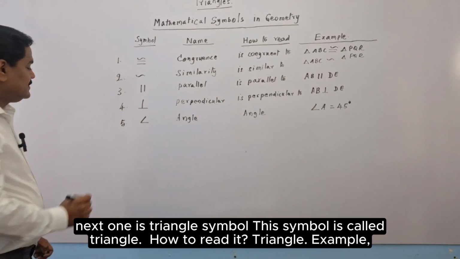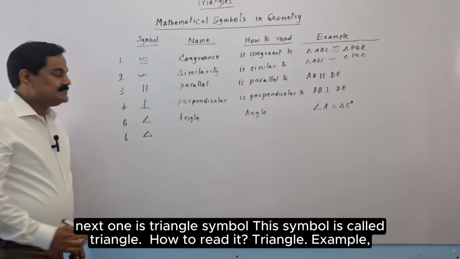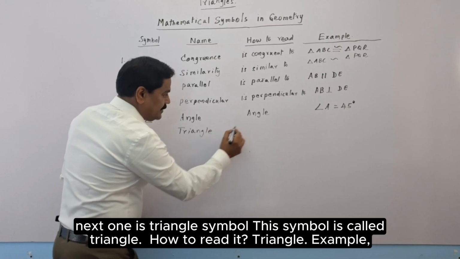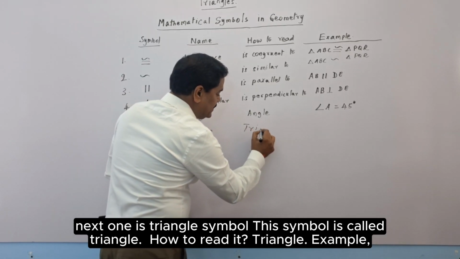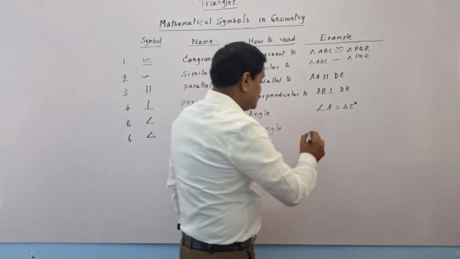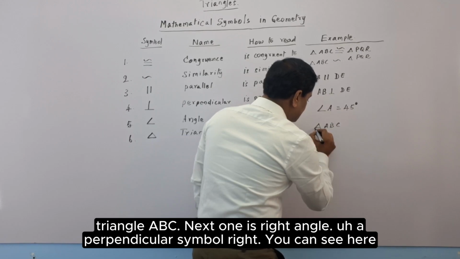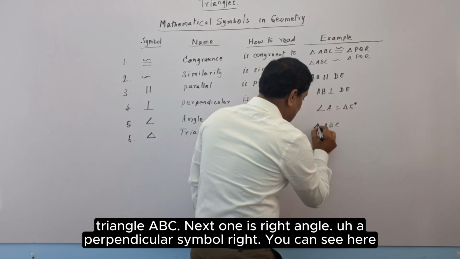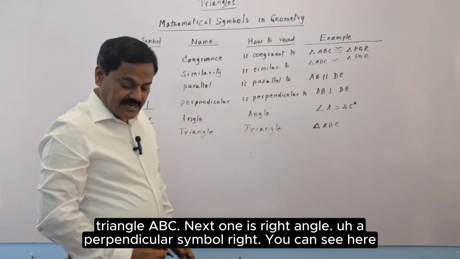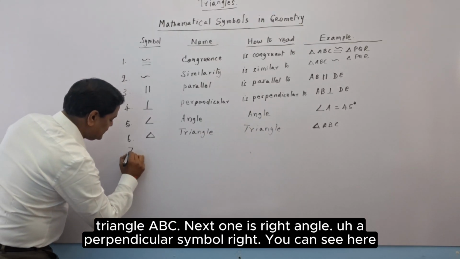Next one is the triangle symbol. This symbol is called triangle. How to read it? Triangle. Example, triangle ABC. Next one is right angle.